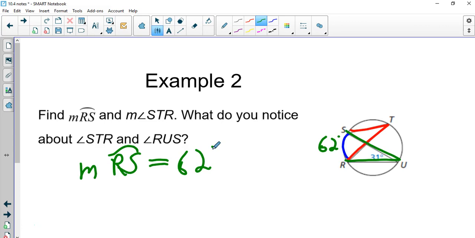Now, we also need to find angle STR. Well, if you look at that, STR and RUS have the same arc.